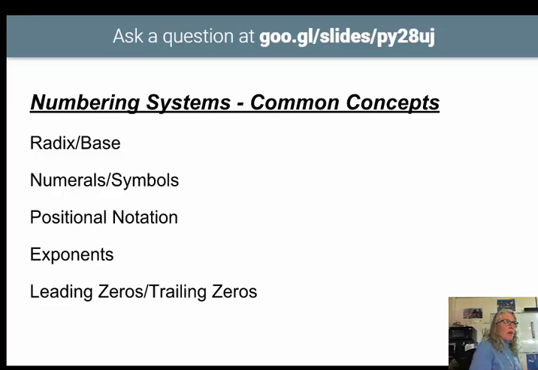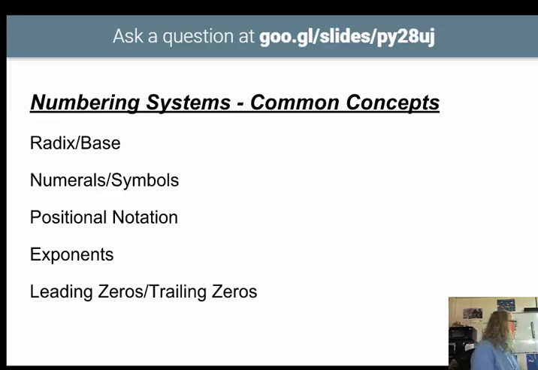All numbering systems have symbols or numerals that they use. And the number of symbols or numerals that they use is the same as the radix or the base for that numbering system. All numbering systems use something called positional notation. That means the position of that symbol determines the value of that symbol. So a 9 in the ones column is not the same as a 9 in the millions column, right? They have different values based on their positions.